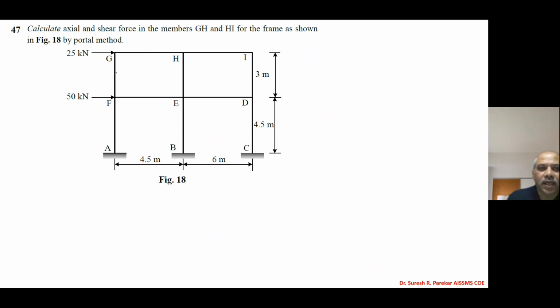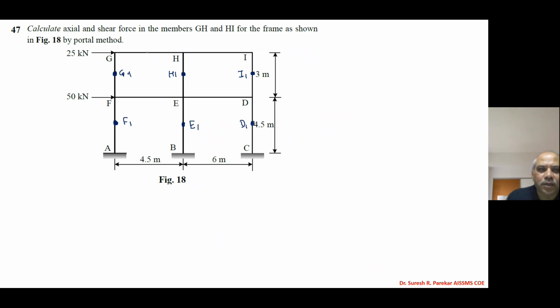First, the mid height of the column gives the inflection points. I will show these as inflection points. Then we have G1, H1 and I1, and this goes to F1, then E1, then D1.